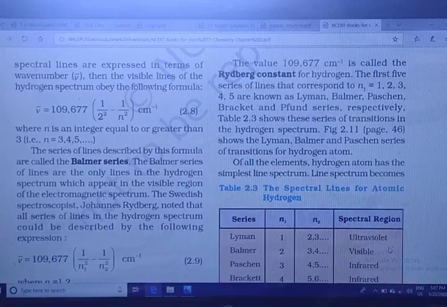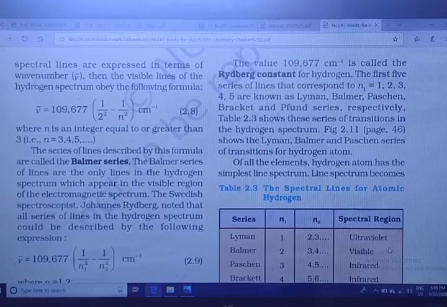Actually, after getting the concept of all these spectral lines, Rydberg had done the experiment and specially done research on all these series for the hydrogen atom. He saw the first 5 series of lines corresponding to n1 equal to 1, 2, 3, 4, 5, and gave them the names Lyman series, Balmer series, Paschen series, Brackett series and Pfund series respectively.